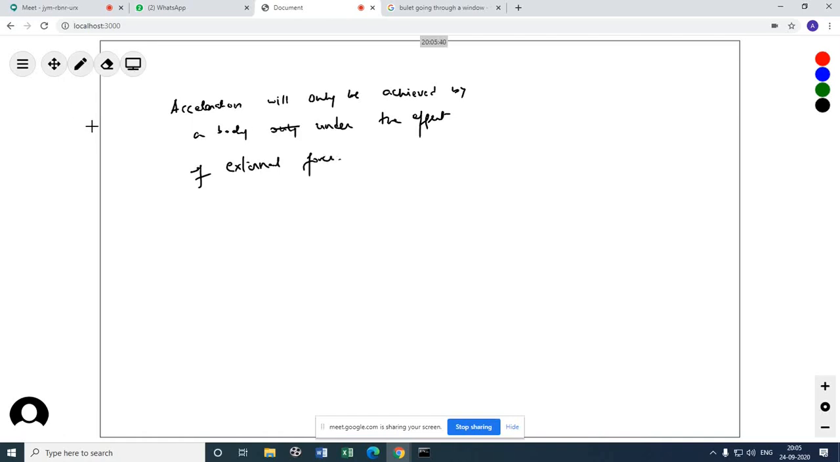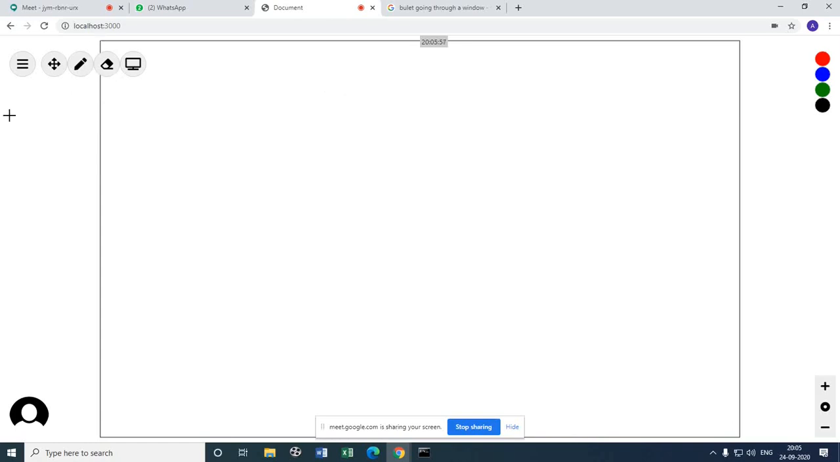So that means every type of acceleration has its own force. Of course, definitely it has its own, but don't just say force, say net external force. Now what is net? We will see that. Clear?